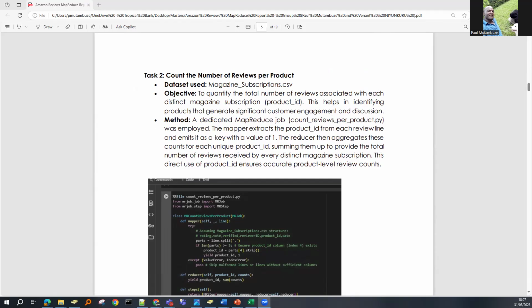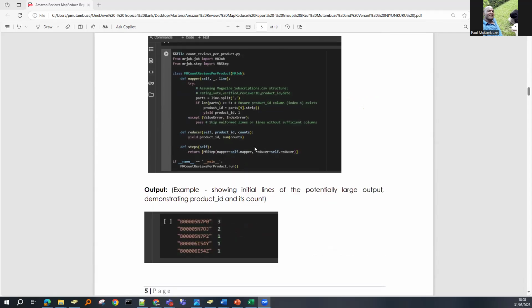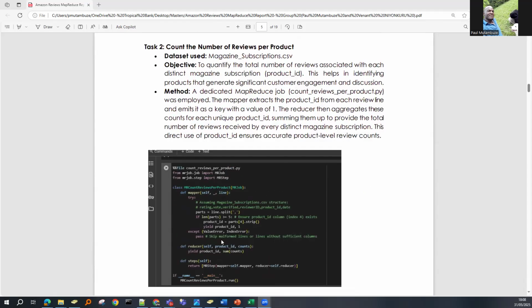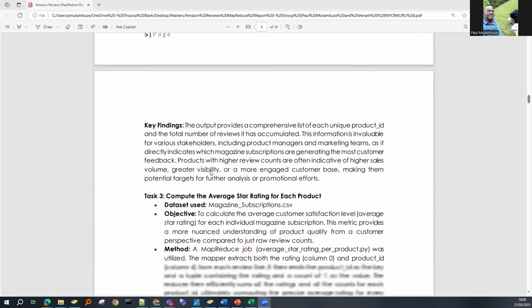Moving on to task 2, which was counting the number of reviews per product. Here we were trying to quantify the total number of reviews associated with each of the distinct magazine subscriptions, that is the product ID. This helps in identifying the products that generated significant customer engagement and discussion. We have our snippet, and we summarize the count per product, as you can see in the output here. The key finding is that the output provides a comprehensive list of each unique product ID and the total number of reviews it has accumulated.